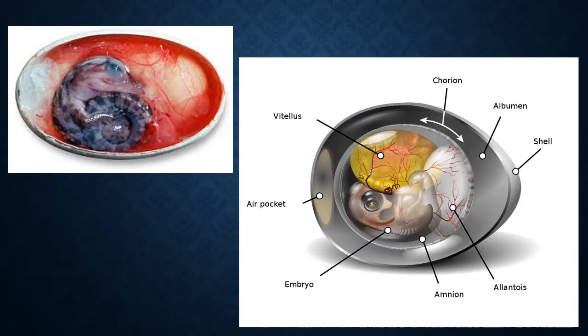And this is just another picture of the same things. This in the top left, just to give you an example of what it looks like in real life. This is an alligator egg. So there's your embryo. And if you're looking over to the right, here's your air pocket, your shell, your chorion, your albumin, your allantois, and your amnion. And in this particular picture, the vitellus, that's your yolk sac. That's another name for it.